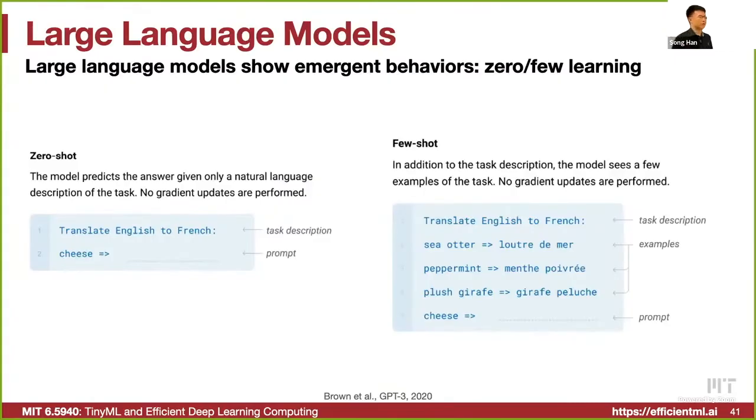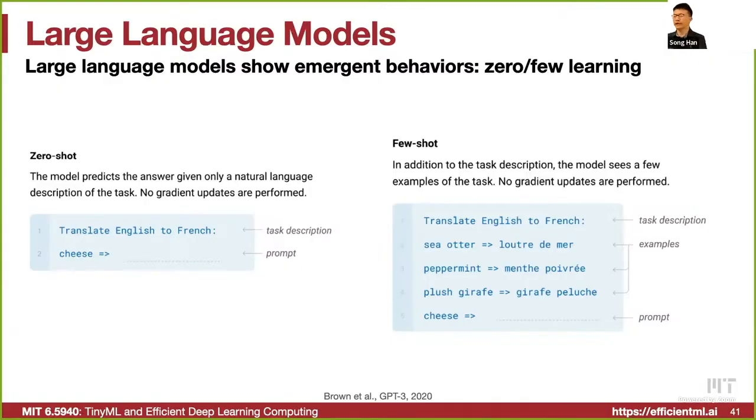And recently, with the advancement of large language models, new capabilities begin to emerge. For example, zero-shot learning and also few-shot learning. So what is zero-shot learning? The model can predict the answer given only a description of the task. There's no gradient, there's no training. Given a new task, you just tell it what the task is, and then it's going to give you the answer. Say, translate from English to French.